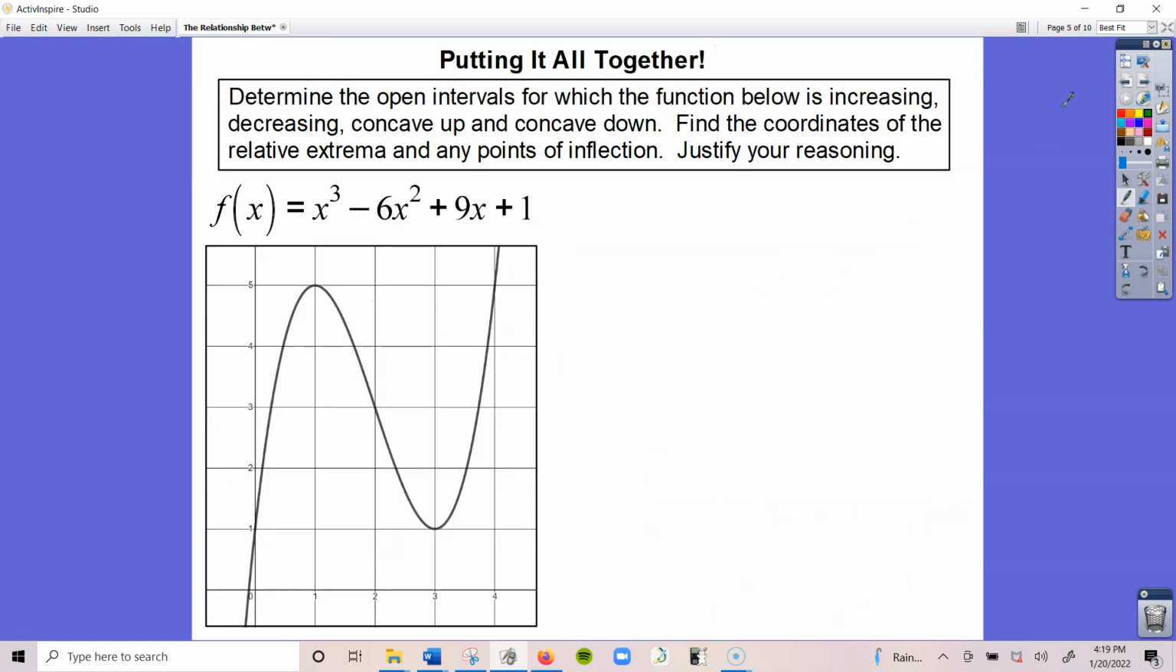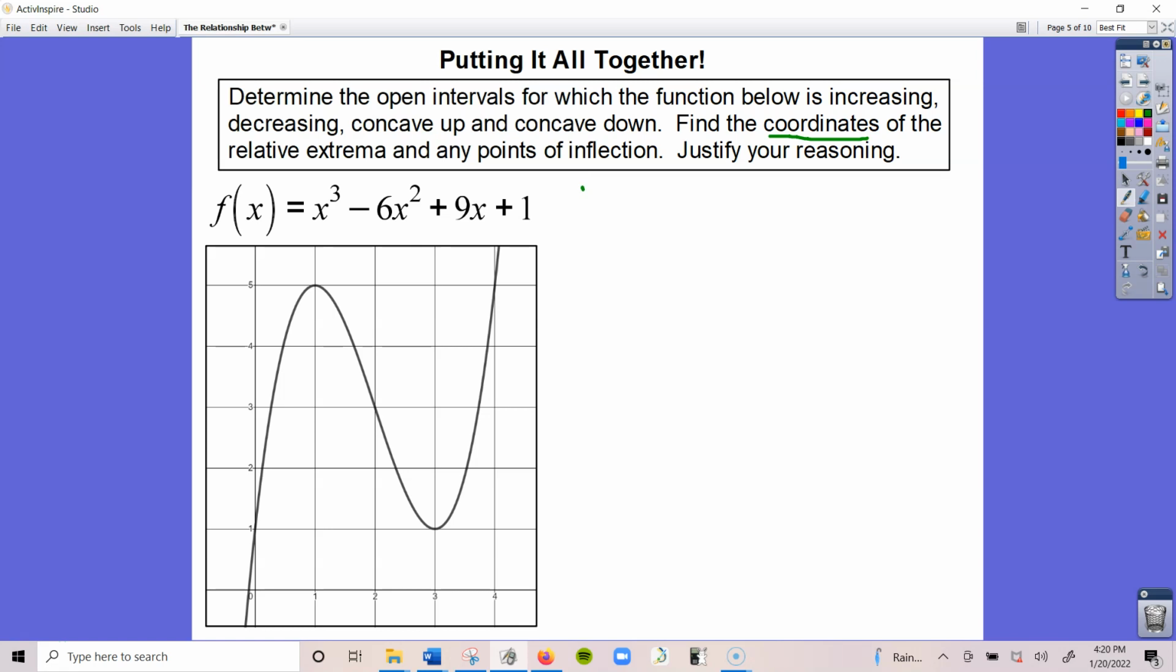Okay, so now we're going to put all of this together. We are going to determine the intervals where the function is increasing, decreasing, concave up, and concave down. And then we're going to find the coordinates of the relative extrema and any points of inflection. And of course, we're going to justify. And I gave you here the graph of the function so that we can verify all of the information that we're going to get. So let's first figure out increasing, decreasing, and all of that.